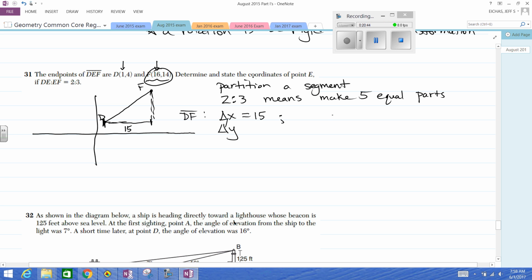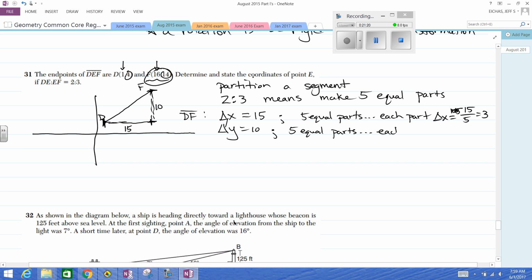Now, okay, if I want 5 equal parts for that, so each part for the change in x will be 15 over 5. Run out of room here. So each move will be 3. Okay. The change in y, let's go, what's this? 4 to 14 is 10. So that's going to be 10. Again, 5 equal parts, right?